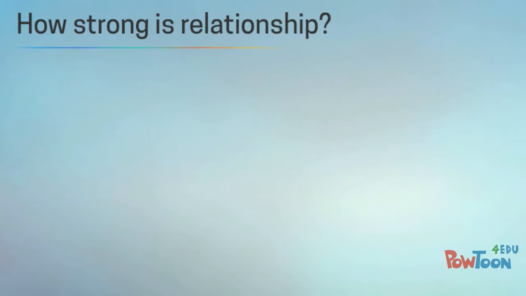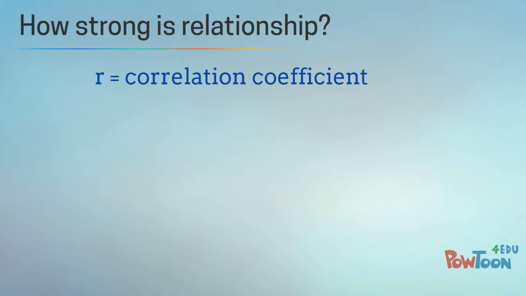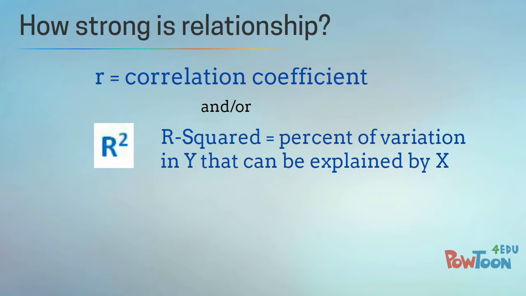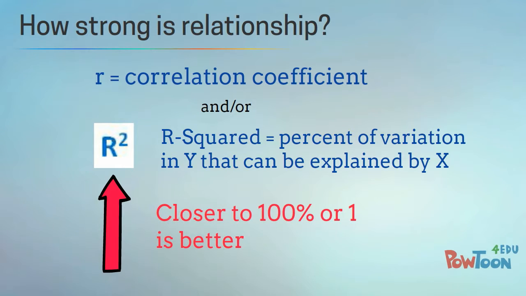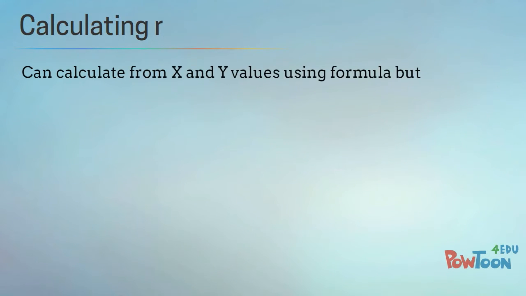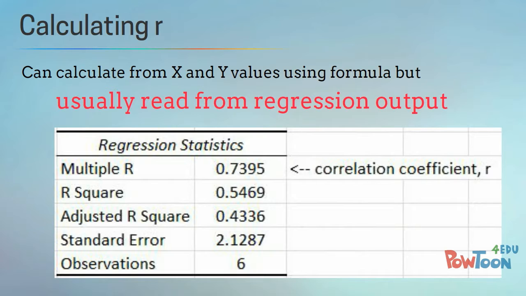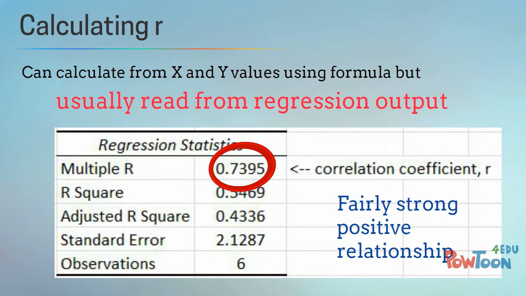Next, we may wish to evaluate how strong the relationship is between x and y. We can use the correlation coefficient and/or the value of r squared, which tells the percentage of variation in y that is explained by x. Values of r squared closer to 100% or 1 are better, since they indicate that x does a better job of explaining variation in y. The correlation coefficient can be calculated based on the sample x and y values, but is also shown in the regression output. For example, in Excel, we see r labeled as multiple r under regression statistics. In our example, a correlation of 0.7395 indicates a fairly strong positive relationship between x and y.